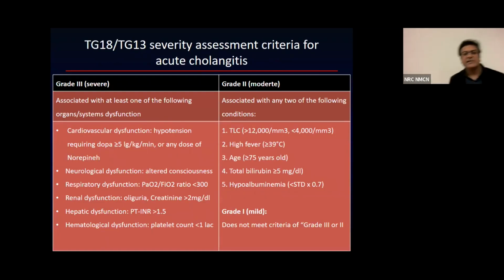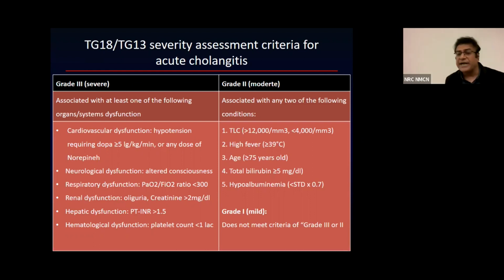So this chart does tell you about the grading of cholangitis. That I want to emphasize is, once the patient is in cholangitis, obviously you need to give antibiotics straight away. Grade 3 cholangitis is when there is organ dysfunction. That is grade 3 cholangitis, neurological dysfunction, cardiovascular, respiratory, renal dysfunction, hepatic dysfunction, which is defined by prothrombin more than 1.5, or hematological dysfunction and the platelet count is less than 1 lakh.